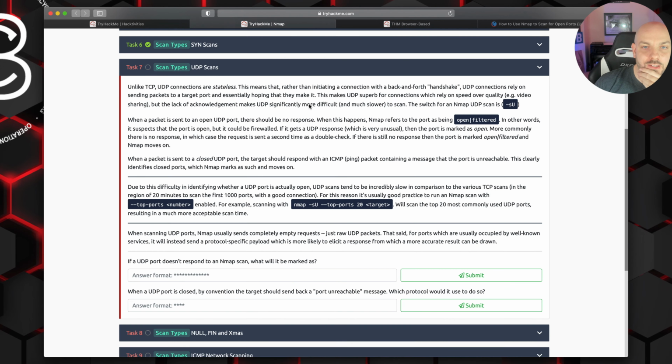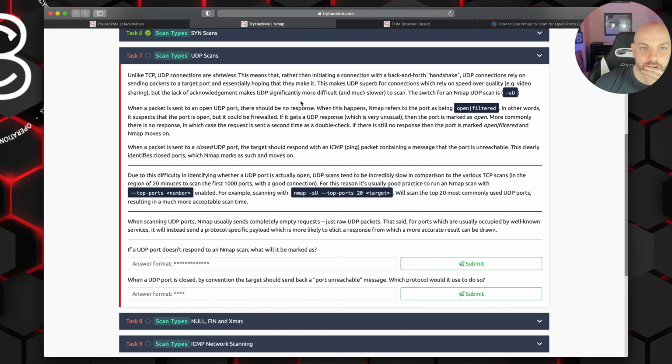Task 7. UDP Scan, stateless. Yep. Spray and pray. This means that instead of a back and forth handshake, UDP connections rely on sending packets to the target port and essentially hoping. What I said, spray and pray. This makes UDP superb for connections that rely on speed over quality.